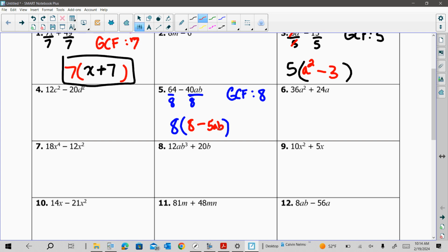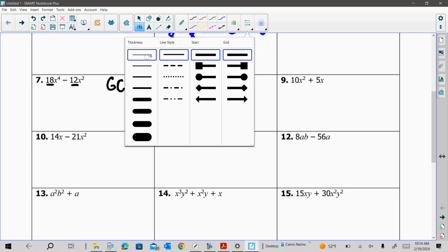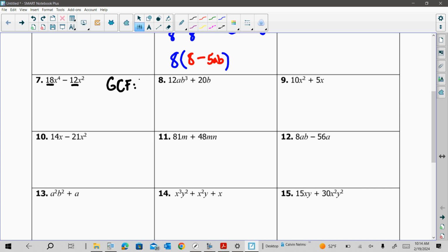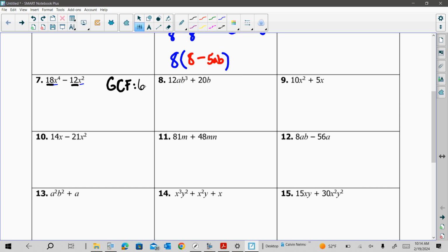Now, when you have a variable common in both, like number 7, we have the GCF of just the numbers 18 and 12. What do you think is the greatest common factor? 6, yes. 6x. And then I look, they both have an x squared. You take out the x squared, yes. Take out the smallest variable between them. So we are dividing each term by 6x squared.